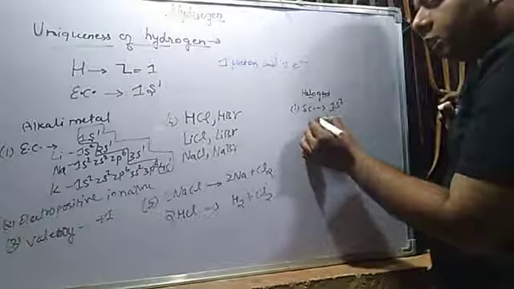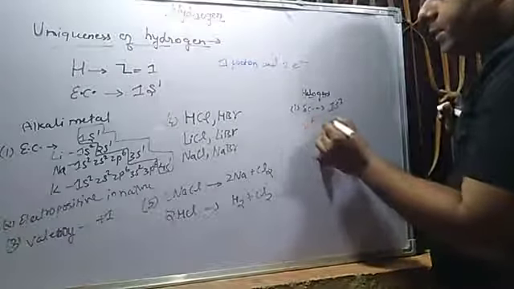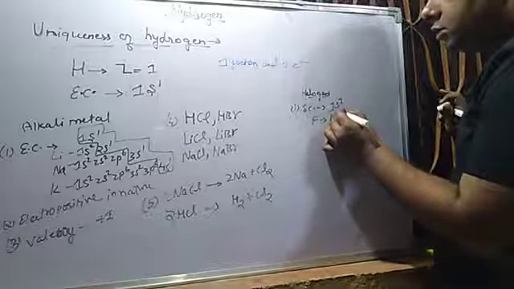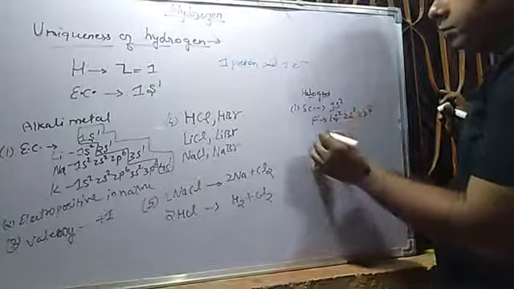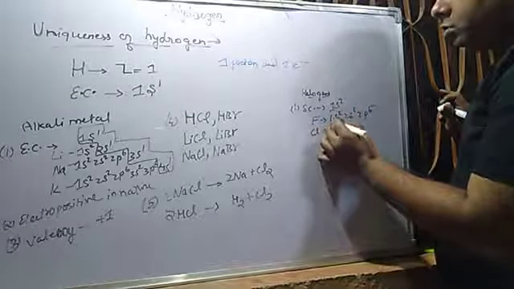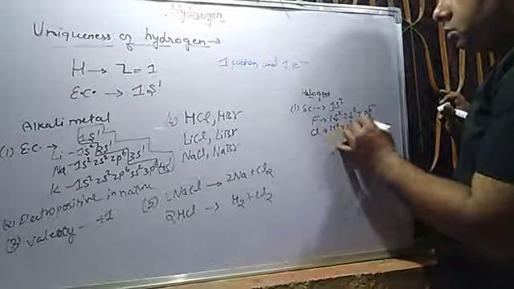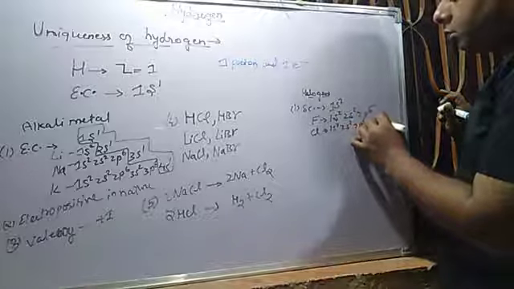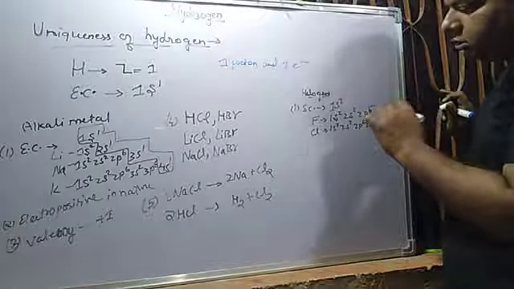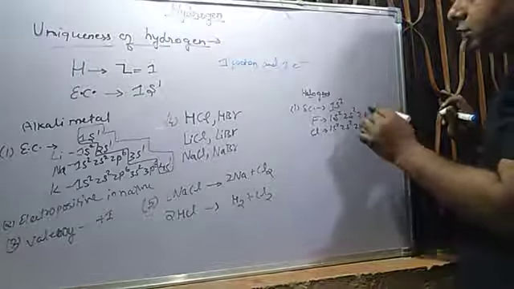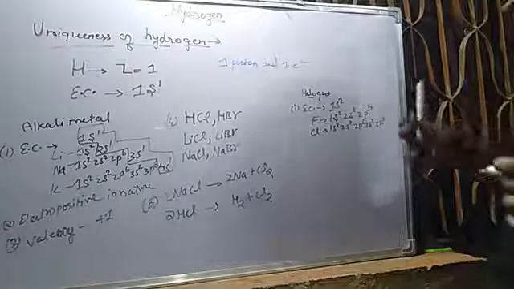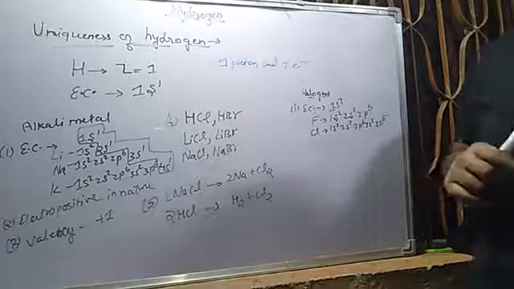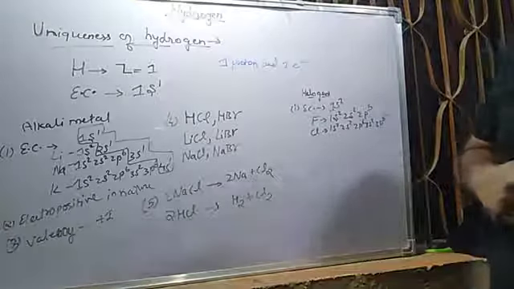Similarly, fluorine's electronic configuration is 1s2, 2s2, 2p5. Chlorine is 1s2, 2s2, 2p6, 3s2, 3p5. So all these also require only one electron to complete their octet, or to fill up their valence shell.